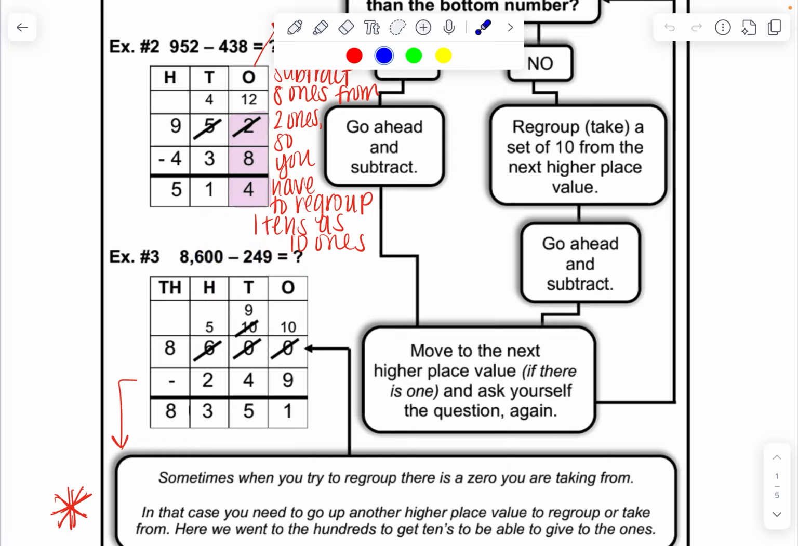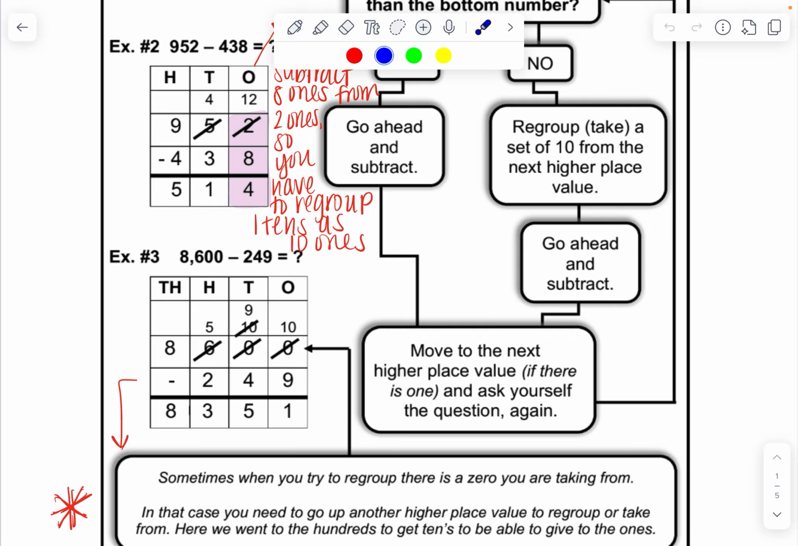And in the hundreds place, we have 6 hundreds. We can take away 100 from 600s, right? So when we take away 100s from 600s, we are left with 500s, right? And then that 100 that we took away from the 600s, we are going to regroup that as 10 tens. One $100 bill is the same as 10 $10 bills.